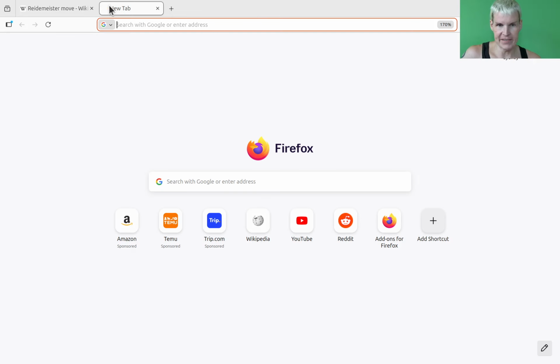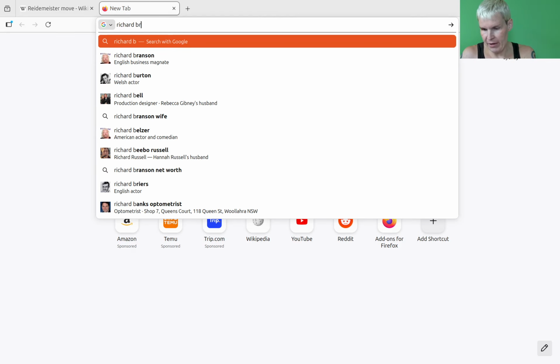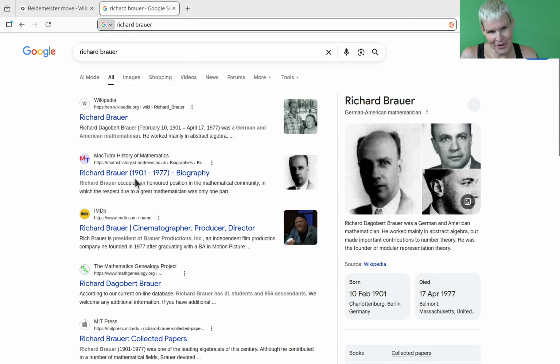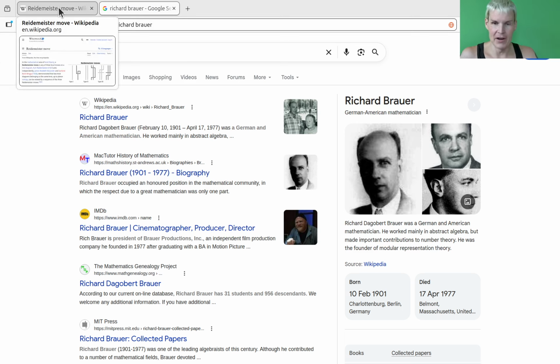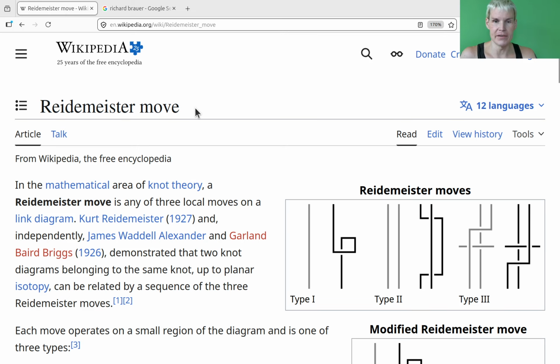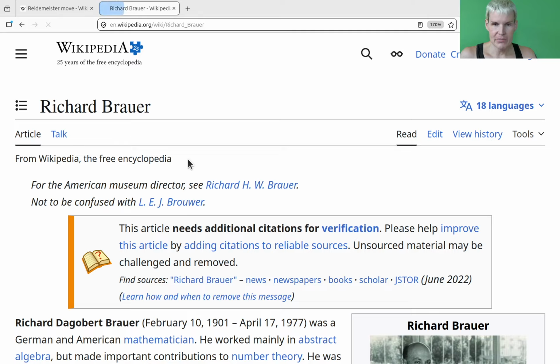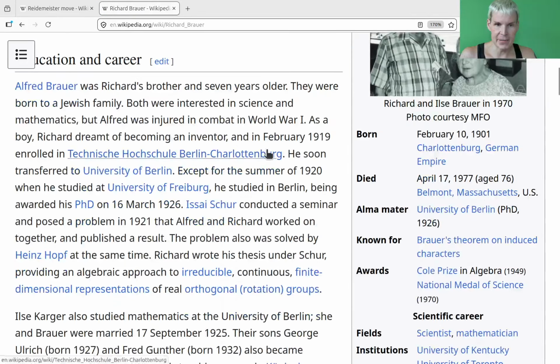While we're doing this, there is this mathematician, Richard Brauer. Yeah, here you go, Richard Brauer. So roughly in the 1930s, you would expect. Brauer has done a lot, in particular in finite group theory.